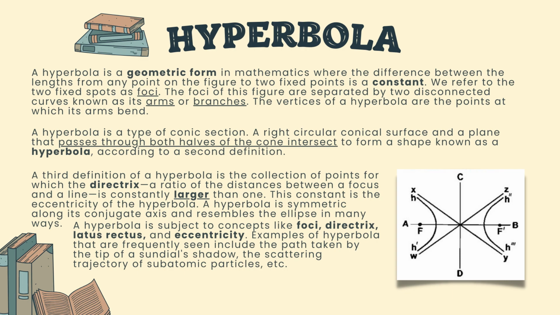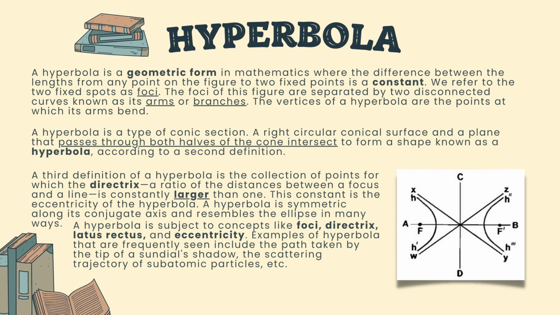We refer to the two fixed spots as foci, the plural of focus. The foci of this figure are separated by two disconnected curves known as its arms or branches. The vertices of a hyperbola are the points at which its arms bend. A hyperbola is a type of conic section. According to a second definition, a plane that passes through both halves of a right circular conical surface intersects it to form a shape known as a hyperbola.